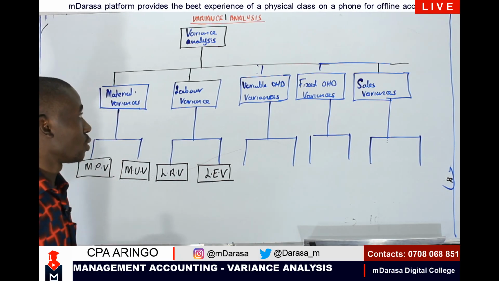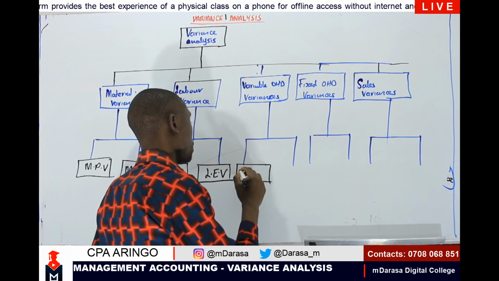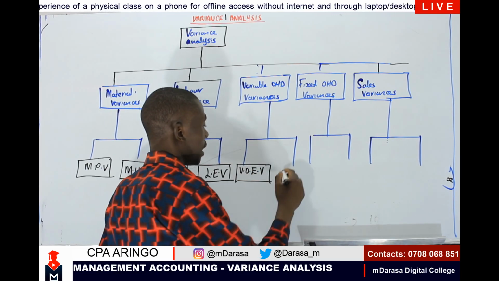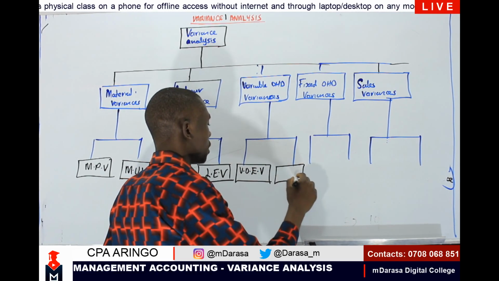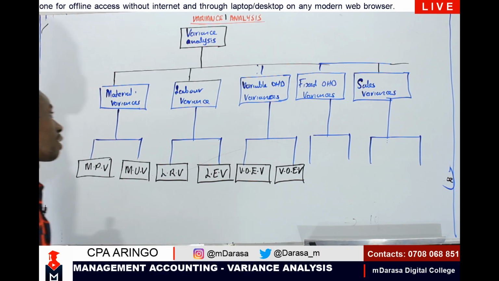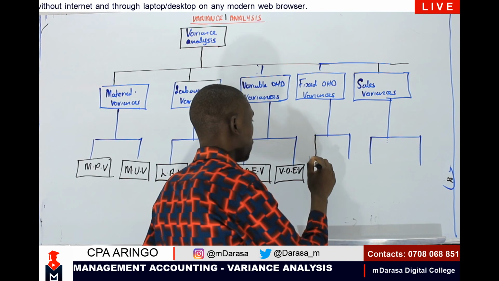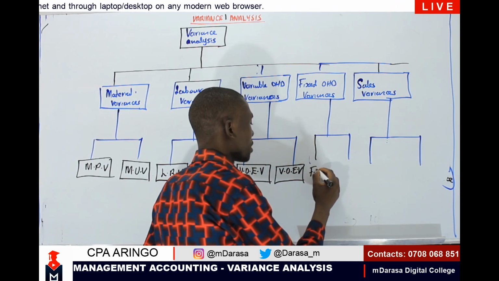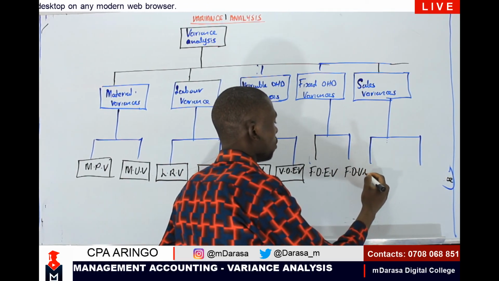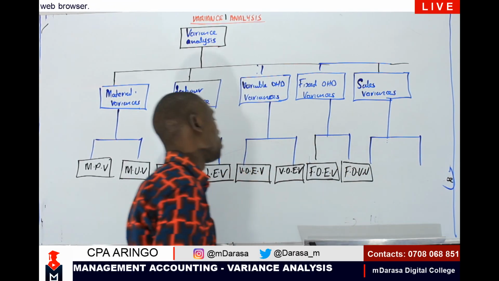Then on the aspect of variable overheads, I'll be looking at it in two perspectives: variable overhead expenditure variance and variable overhead efficiency variance. The same case under fixed overhead variance, I'll be looking at it in two: fixed overhead expenditure variance and fixed overhead volume variance.